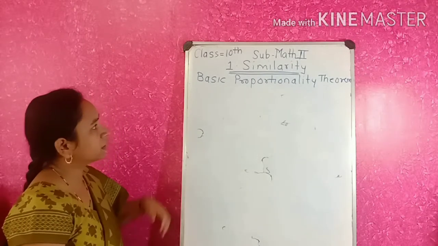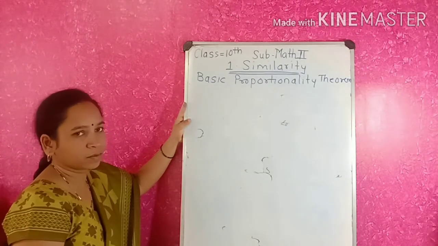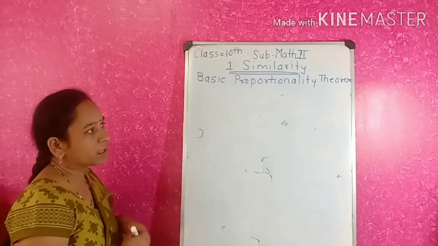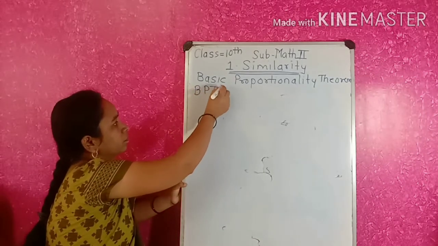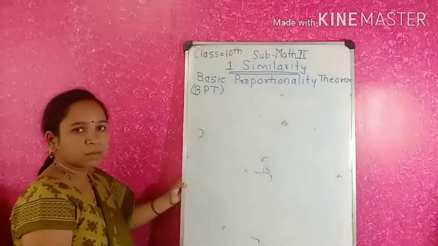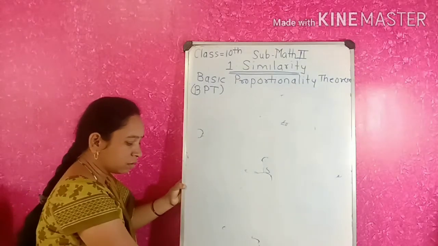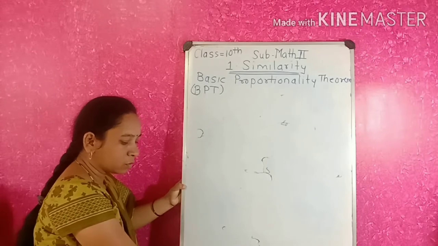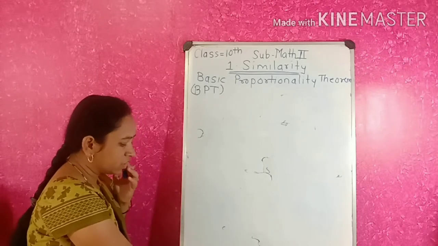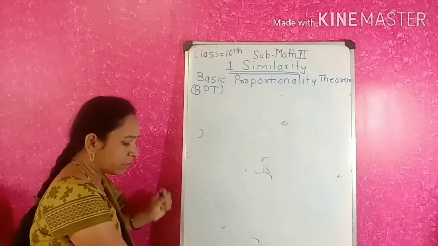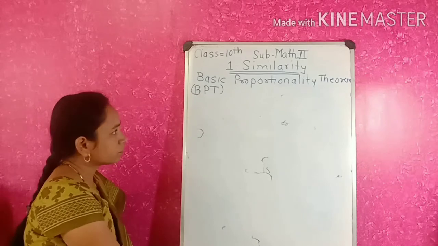Students, let's study the basic proportionality theorem from this similarity. Basic proportionality theorem is also called BPT. It is a shortcut. We can use the BPT also. Now this theorem says that if a line parallel to a side of a triangle intersects the remaining sides in two distinct points, then the line divides the sides in the same proportion.